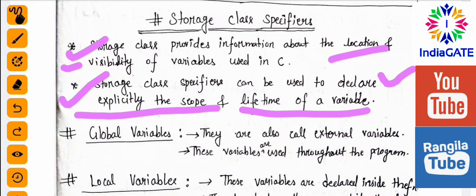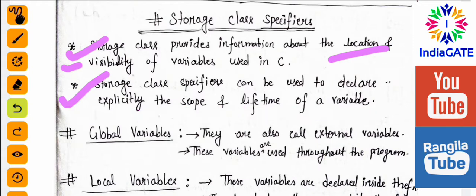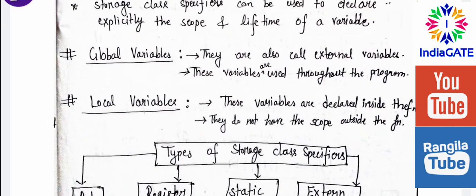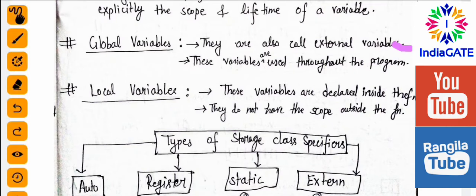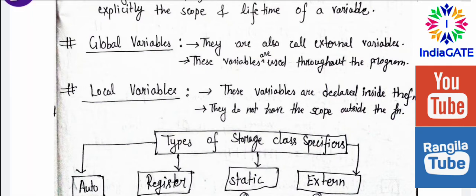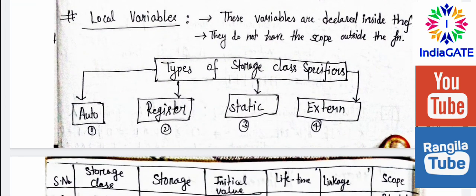So here variable is used as the global and local variable. So what is the global? The global variable is also called the external variable, and these variables are used throughout the program. Means it is used globally. And local variables are declared inside the function and they do not have scope outside the function. So this is the difference between the local and global variable.